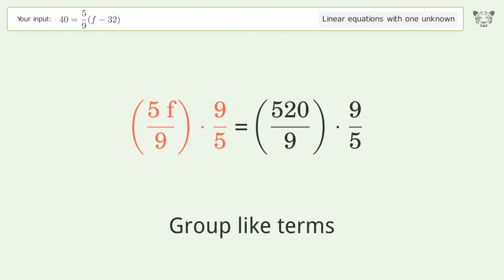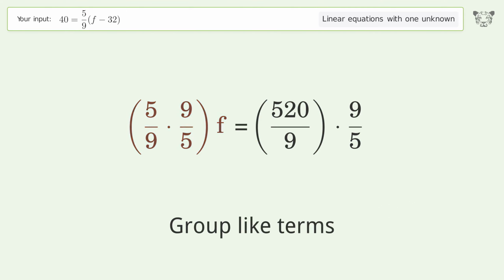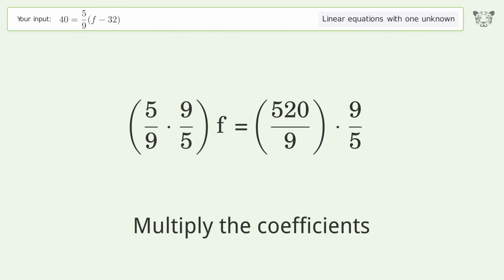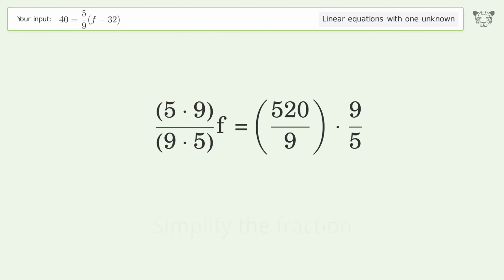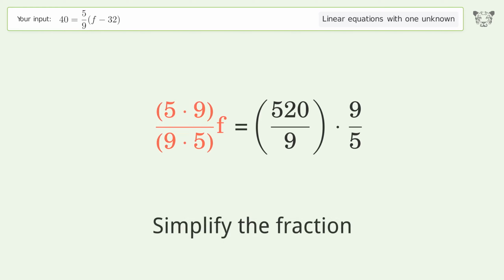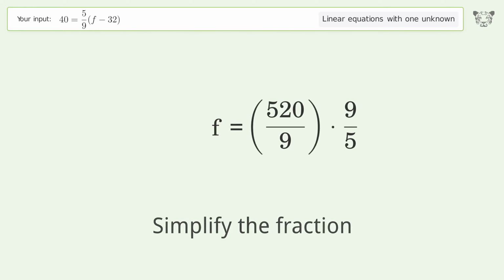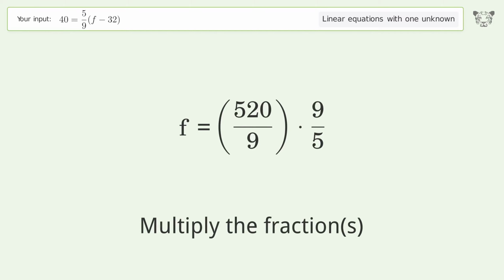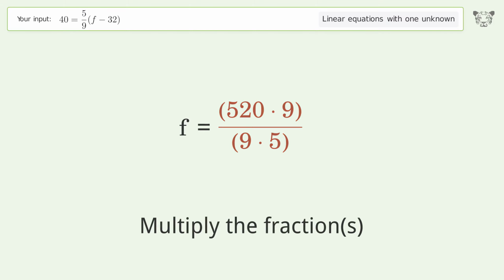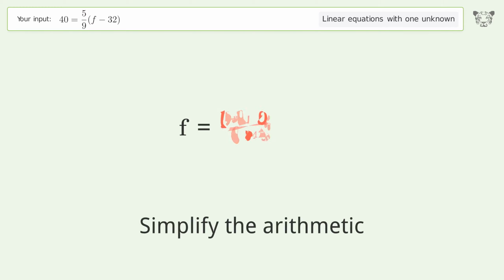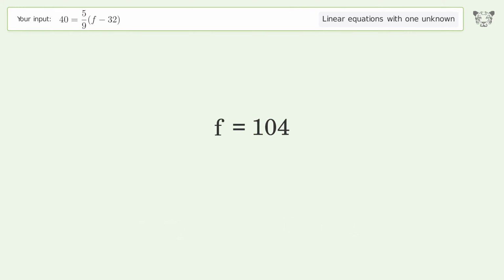Group like terms. Multiply the coefficients. Simplify the fraction. Multiply the fractions. Simplify the arithmetic. And so the final result is f equals 104.